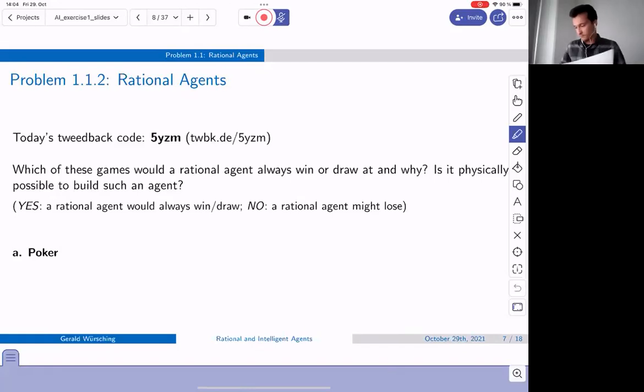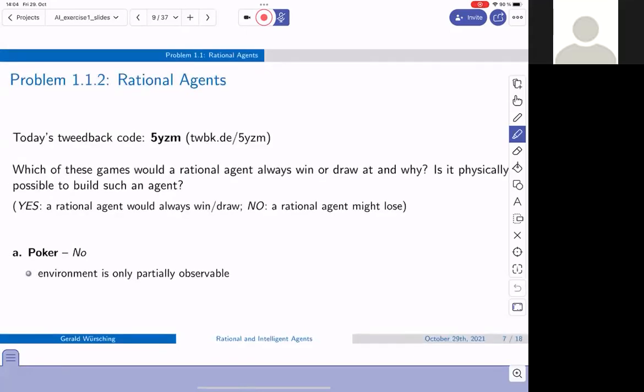So for now, about 90% chooses no. Okay, perfect. Yeah, that's very good. That's also the correct answer. So essentially, no, a rational agent would not always win or draw at playing poker. Why? Because the environment is only partially observable. So obviously we can just see our own cards when playing poker and not the opponent's cards. It's also highly stochastic, the environment. So in this case, we cannot guarantee that a rational agent would always win or draw at a game of poker.